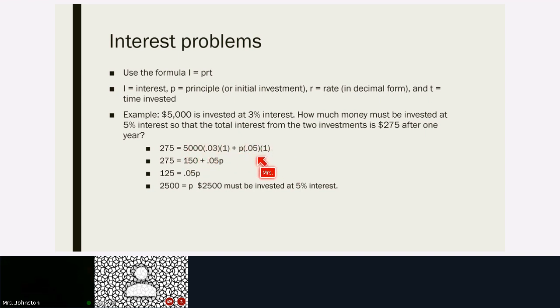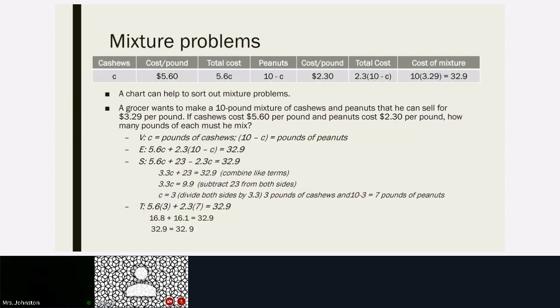The interest that I want to earn is going to be a combination of these two accounts, so I've added them together. Simplifying these, 5,000 times 0.03 times 1 is 150. 0.05 times 1 is 0.05. So now it becomes a two-step equation. Subtracting 150 from both sides gives me 125 equals 0.05p. Dividing both sides by 0.05 gives me 2,500 for p. That means that $2,500 must be invested at 5% interest in order to get that amount of interest.